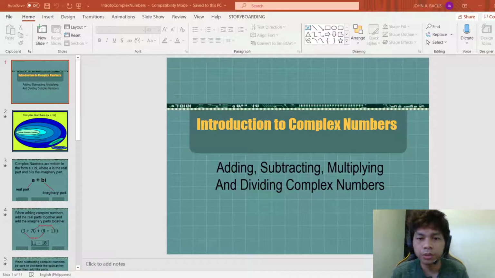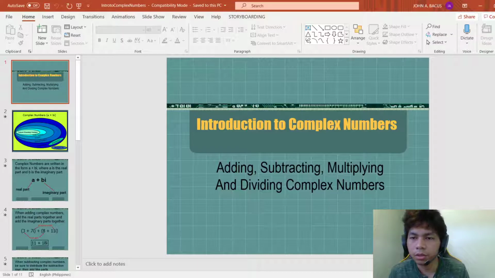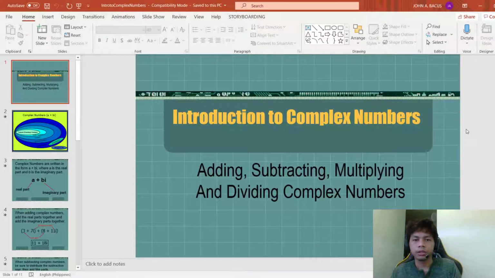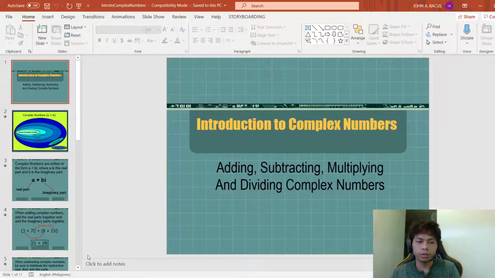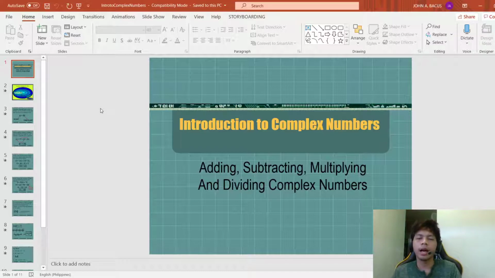Now we are going to talk about complex numbers. When we talk about complex numbers, we also have the operations of it. So we have adding, subtracting, multiplying, and dividing complex numbers. We have some steps on how to do the following operations in complex numbers.